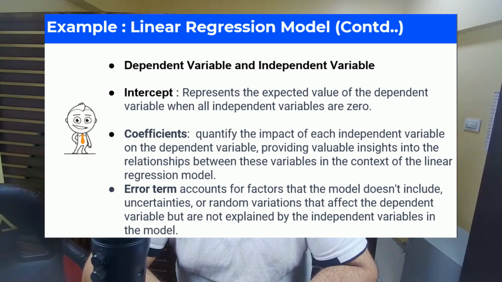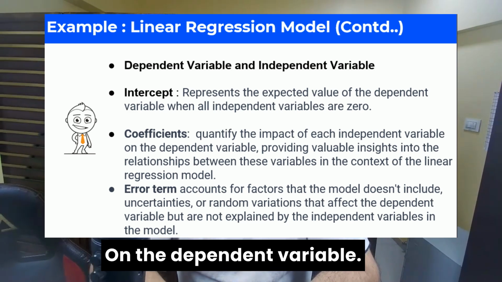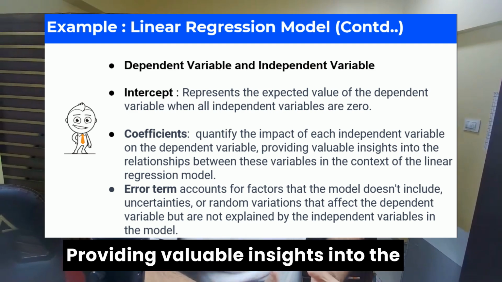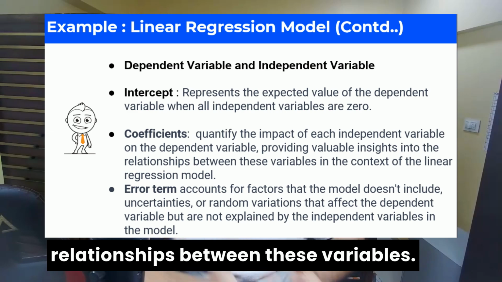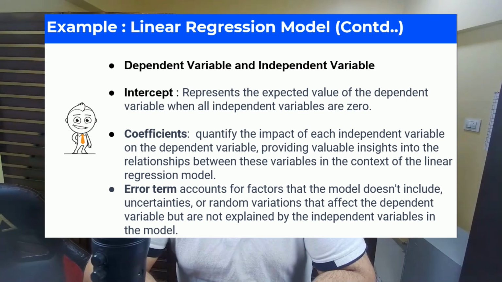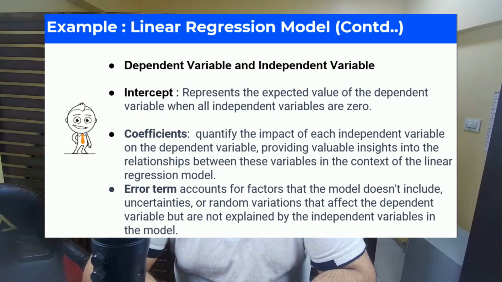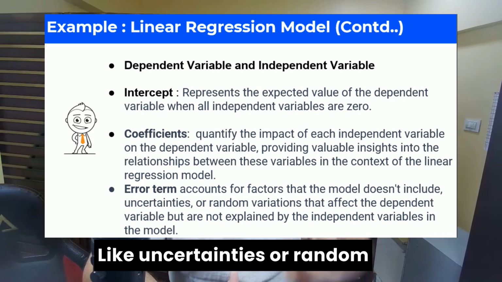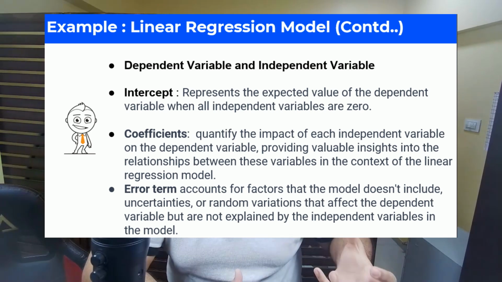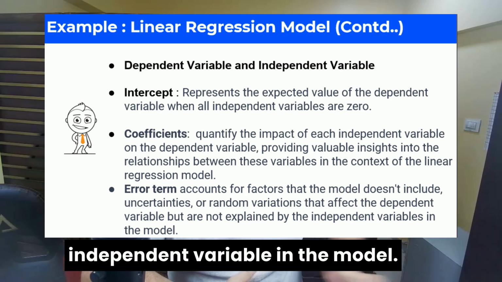The coefficients quantify the impact of each independent variable on the dependent variable, providing valuable insights into the relationships between these variables in the context of a linear regression model. And finally, the error term accounts for factors that the model doesn't include, like uncertainties or random variations that might affect the dependent variable but are not explained by the independent variables in the model.